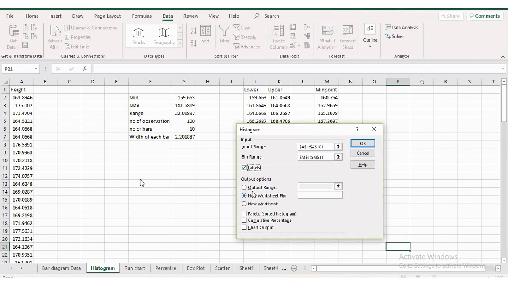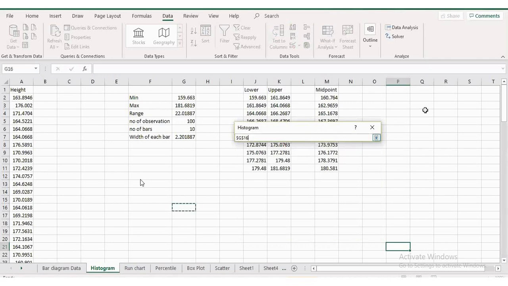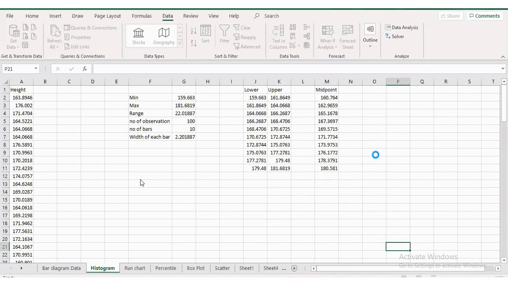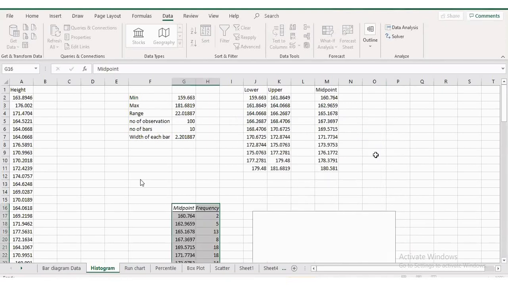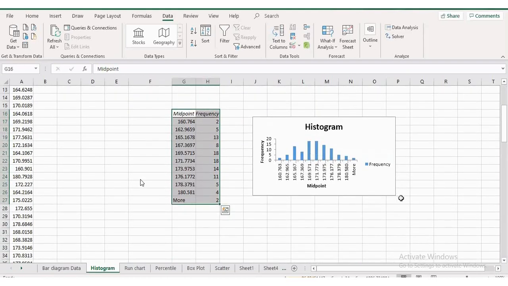Output: where I want to find the output. Let's say I want to store it here. Chart output. Okay. Say OK. Give the graph. You guys are understanding how this is calculated?